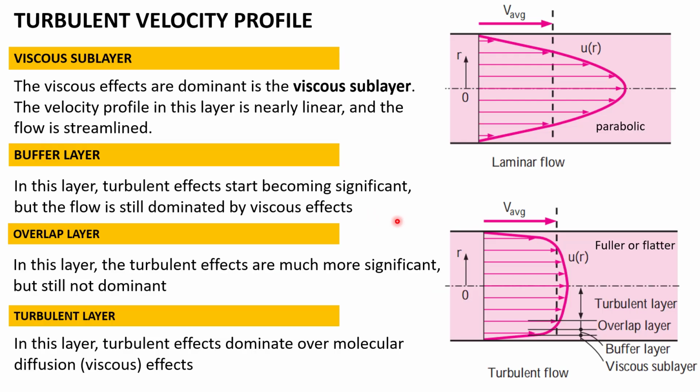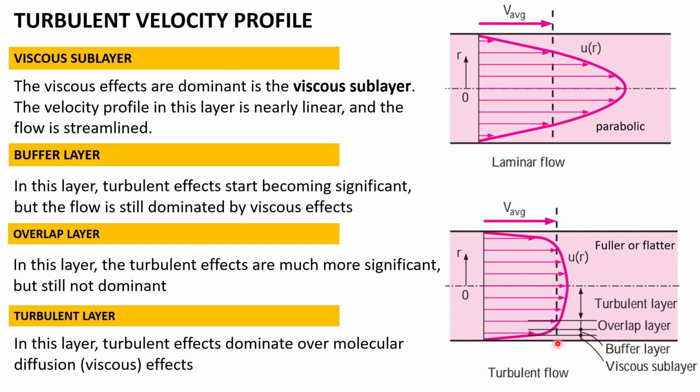The velocity profile in the turbulent flow is much fuller than the velocity profile in laminar flow. In laminar flow, the velocity profile is parabolic, whereas in the turbulent flow, the velocity profile is fuller or much flatter. The boundary layer in the turbulent flow is further divided into various layers, in which the first layer is the viscous sublayer. In the viscous sublayer, the viscous effects are dominant, and the flow is nearly laminar and streamlined.